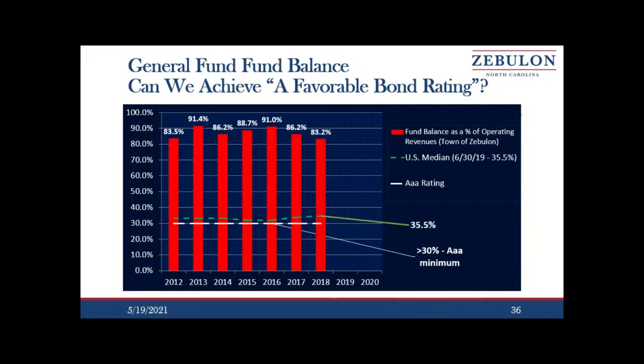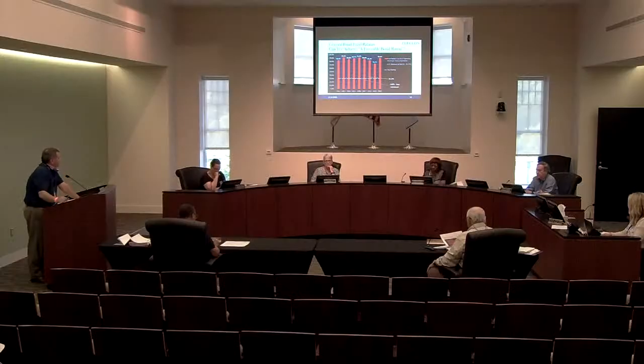If you look at some of our history, this is the key component of fund balance as a percentage of operating revenues. You look at the last 9 years, you see that dotted white line across there, that's the 30% that we need to achieve the AAA rating in this category. You'll see the red bars, those are our actuals for the last 9 years. You'll see we're well above the AAA requirement and the U.S. median. The U.S. median is that green dotted line there that you see.